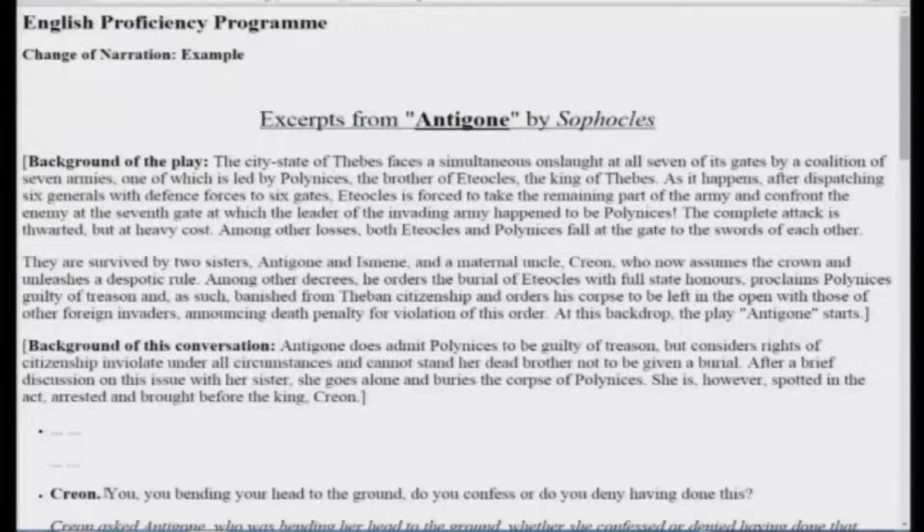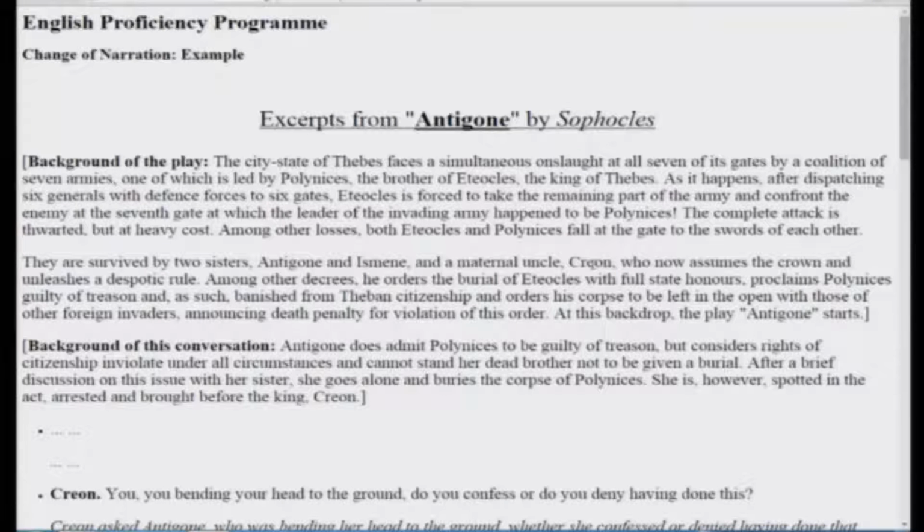And since I am starting somewhere in between, you need a little background. So the background is written here in details. So sometime take time to read it through a little carefully. The city of Thebes is attacked by 7 forces through the 7 gates. And on the 7th gate, the commander of the invading army is Polynices, who happens to be the brother of the king Eteocles. Thebes is saved from the attack finally, but at heavy cost. A lot of casualties were there, and in particular Eteocles and Polynices, the 2 brothers, died at the gate fighting against each other. And they were survived by 2 sisters, Antigone and Ismene, and an uncle, Creon.